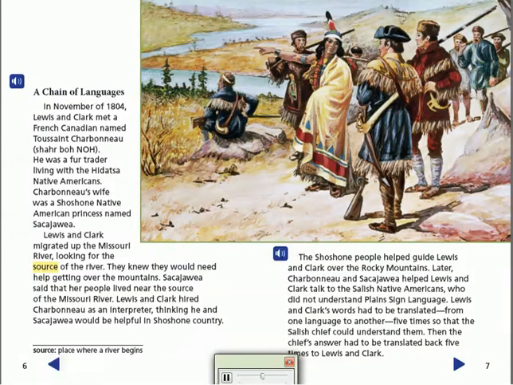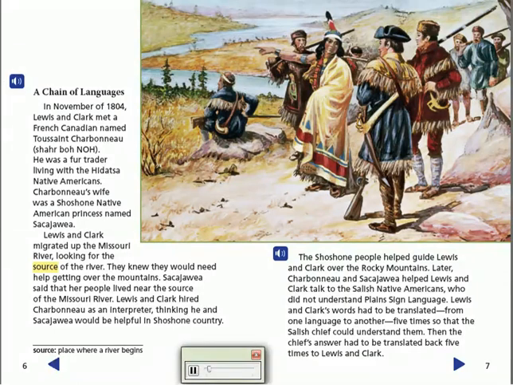Lewis and Clark migrated up the Missouri River, looking for the source of the river. They knew they would need help getting over the mountains. Sacagawea said that her people lived near the source of the Missouri River. Lewis and Clark hired Charbonneau as an interpreter, thinking he and Sacagawea would be helpful in Shoshone country. The Shoshone people helped guide Lewis and Clark over the Rocky Mountains.